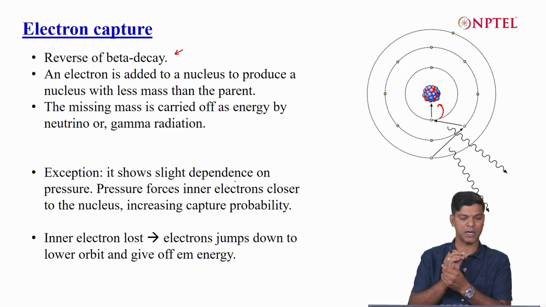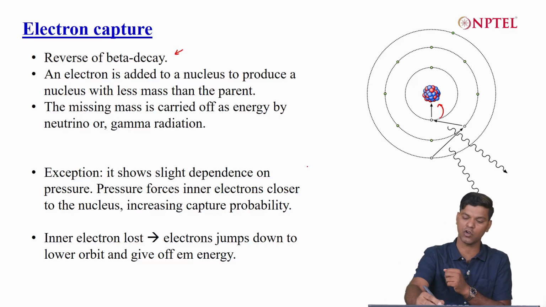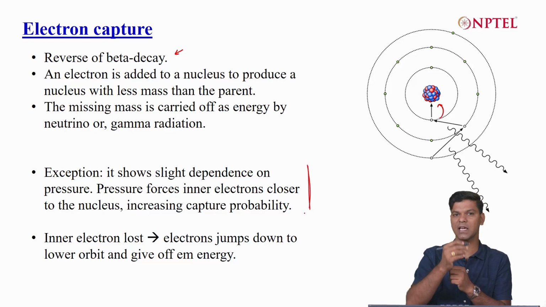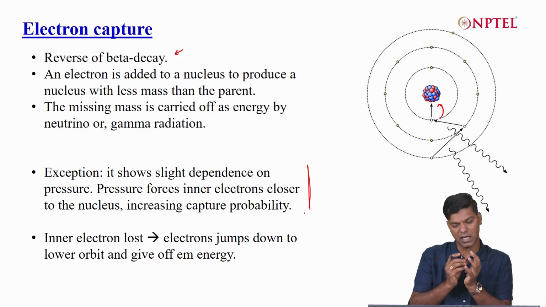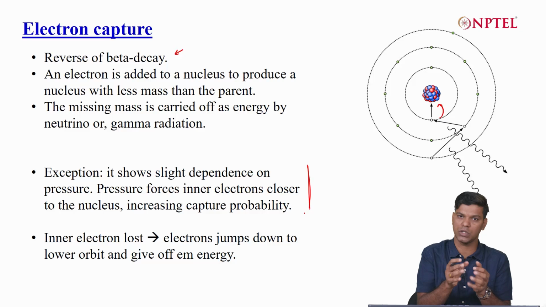One important aspect which we have to understand is that radioactive decay series do not depend on temperature and pressure, we will discuss that at a later stage. But in case of electron capture, pressure can play a minor role, because pressure forces the inner electrons closer to the nucleus and increases their capture probability into the nucleus.